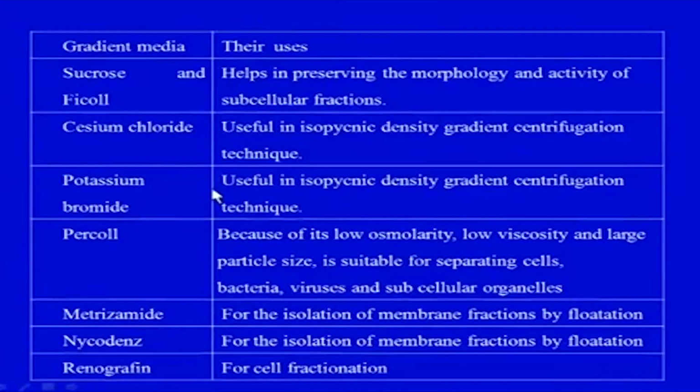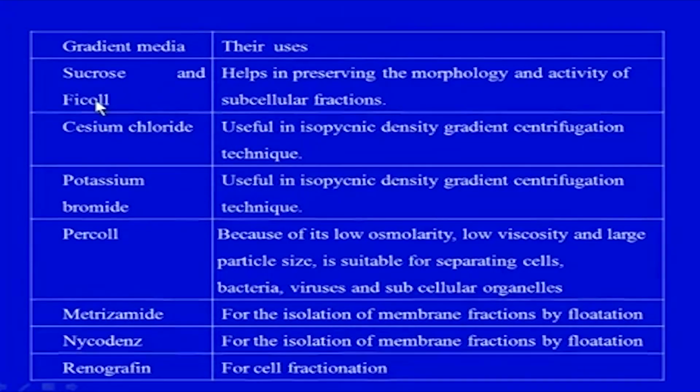Gradient material should allow easy separation of the sample material from the gradient medium without any loss of the sample or its activity. So, gradient material in any way should not affect the activity or the amount of the sample which you are trying to separate from the gradient material. Now, there could be a lot of different types of gradient material or media and they are used for different purposes. On your screen there is a table which lists some of the gradient materials and their uses. So, we can go one by one.